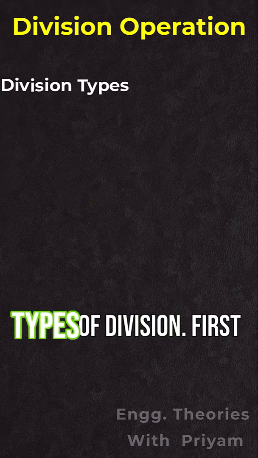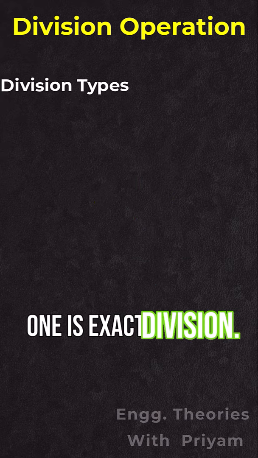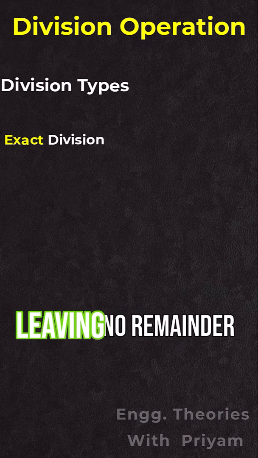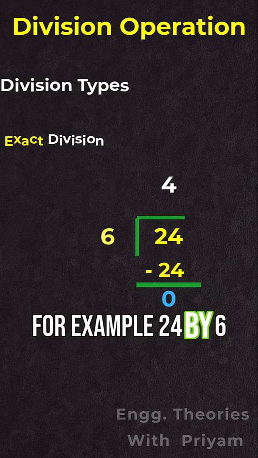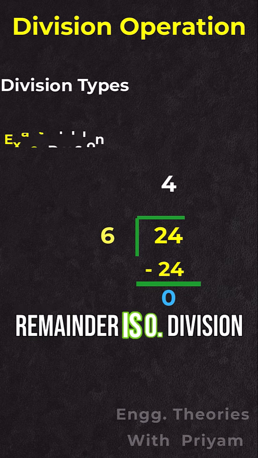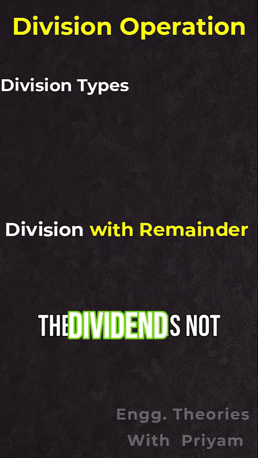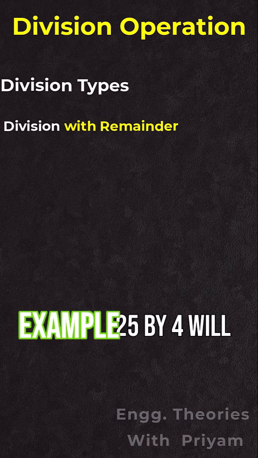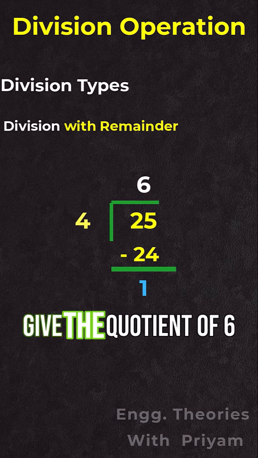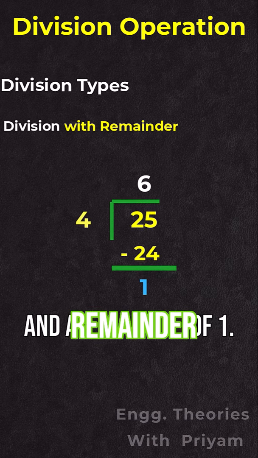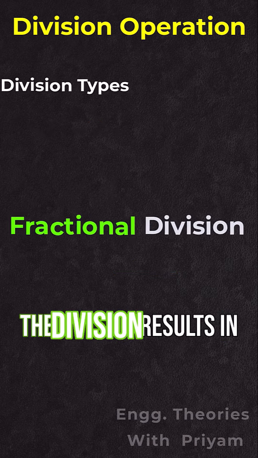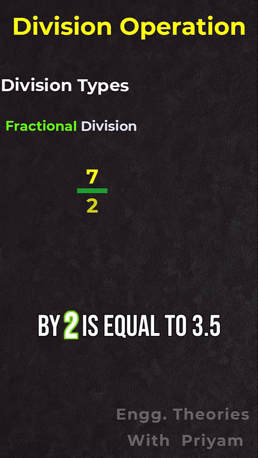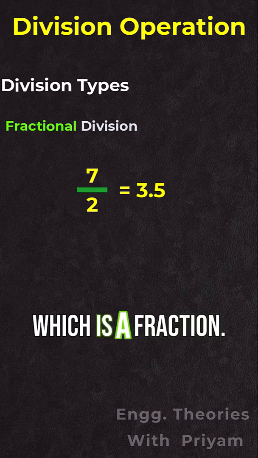There are mainly three types of division. First is exact division, when the dividend is completely divisible by the divisor, leaving no remainder. For example, 24 by 6 will give us 4 and the remainder is 0. Second is division with remainder, when the dividend is not completely divisible by the divisor. For example, 25 by 4 will give the quotient of 6 and a remainder of 1. Third is fractional division, when the division results in a fraction or decimal. For example, 7 divided by 2 is equal to 3.5, which is a fraction.